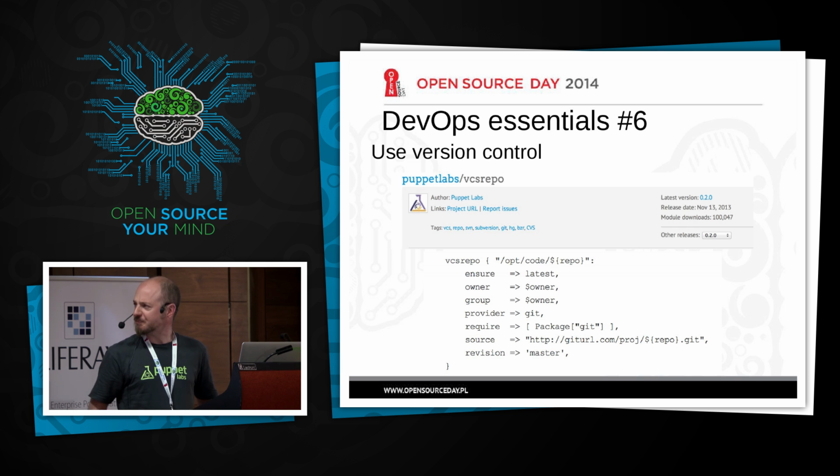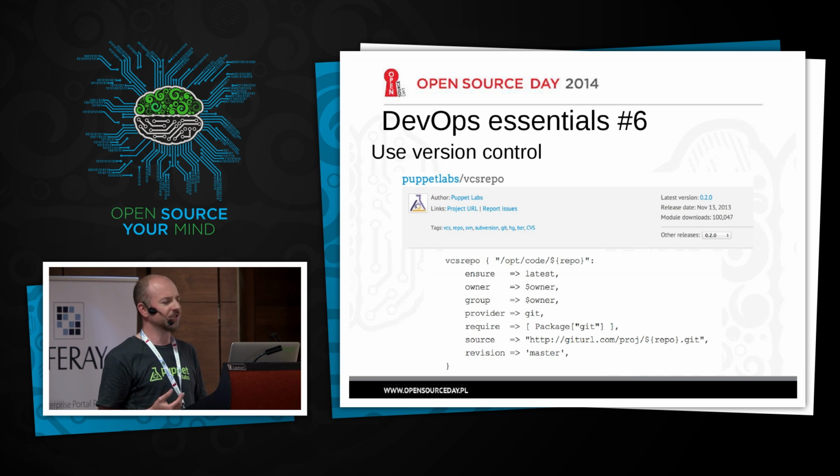So when you use version control, you can then start to test against different versions. It becomes a lot easier to deal with the multiple different threads of development that will go on, again, across multiple different products. So we have a module on our website, on our Forge, our VCS repo, and this supports a whole bunch of different version control systems.